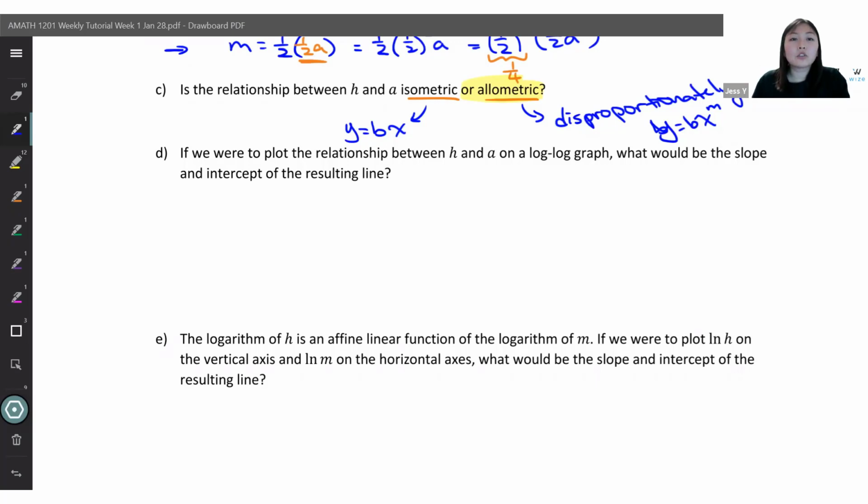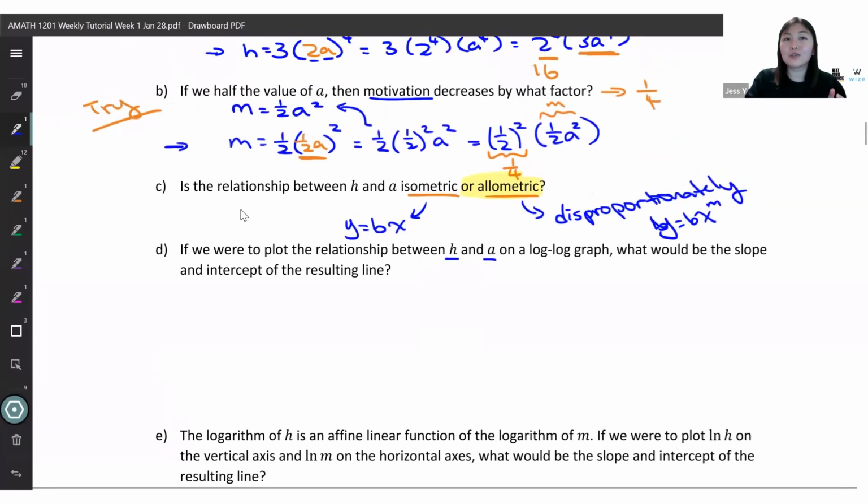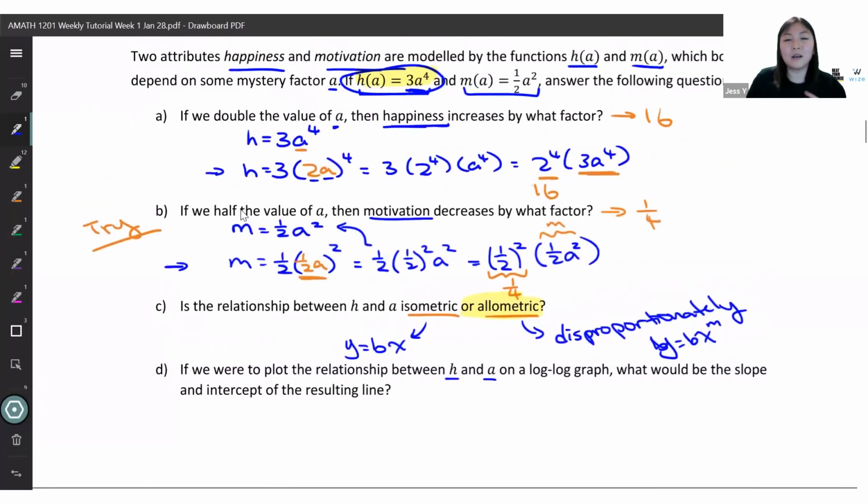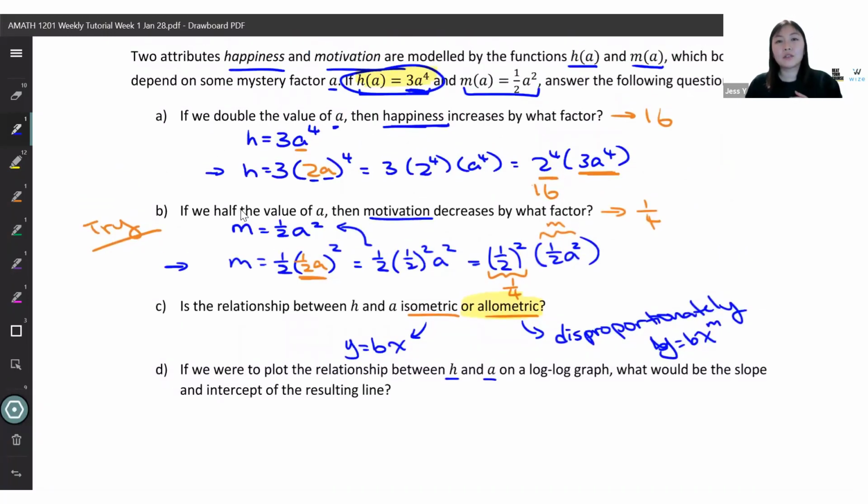So if they're asking for slope and intercept in a log-log graph, we need to come up with the log equation first. They're asking for the relationship between h and a. So we need an equation with both h and a in it. And lucky for us, the question told us what that is. Let me scroll back up. H equals 3a to the fourth. That's our relationship, so we're going to start there.